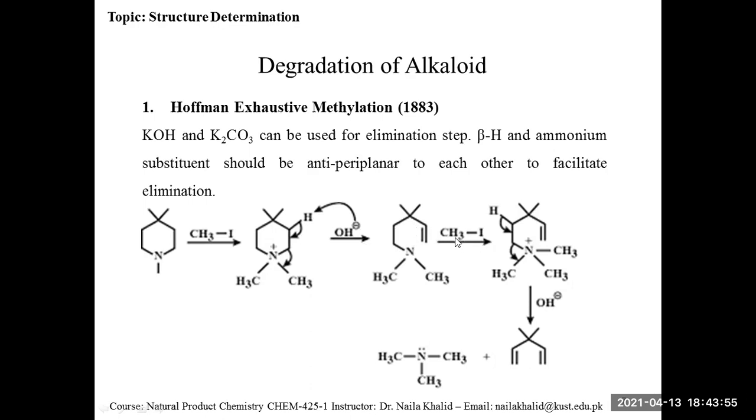When it is further treated with methyl iodide, another quaternary ammonium salt is formed, another elimination step takes place, and this leaves as trimethylamine, and this one as 1, 2, 3, 4, 5, that is 3,3-dimethyl-1,4-pentadiene. So this carbon skeleton is an identifiable product, and here the other is also an identifiable product.